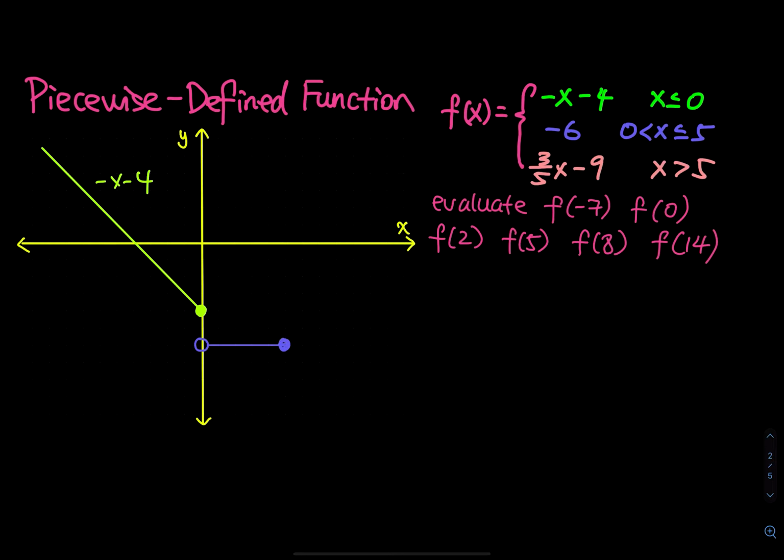Now, here is a question. How come one end is an open circle and the other end is a solid circle? In the previous piece, we have x less than or equal to 0, so equal to 0 means this is a solid circle. We have x less than 5, there is no equal, so that's why I use an open circle. And when x is equal to 5, there is an equal, so we use a solid circle.